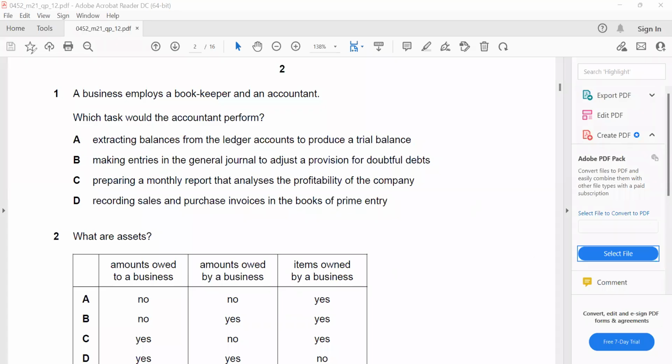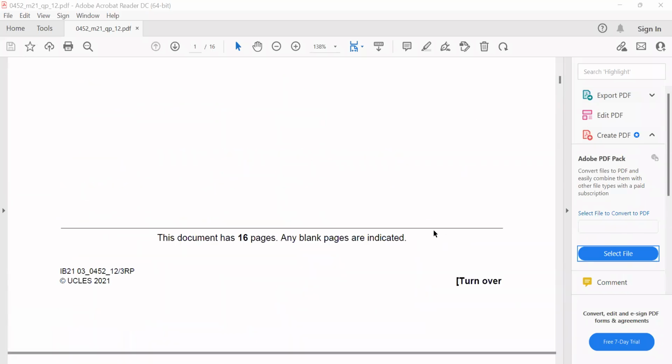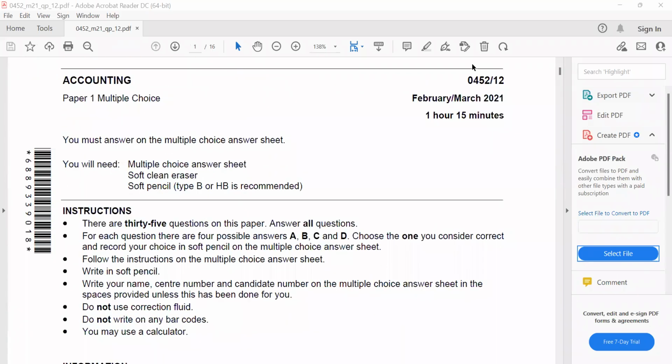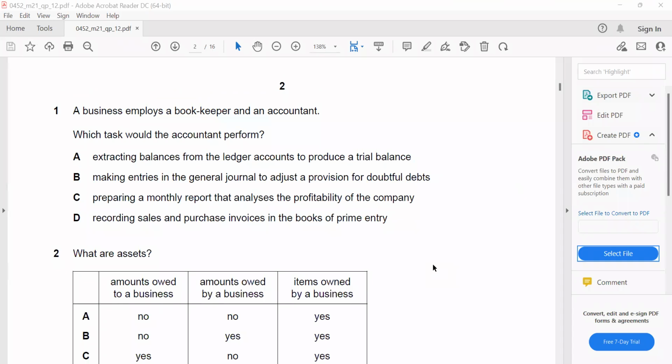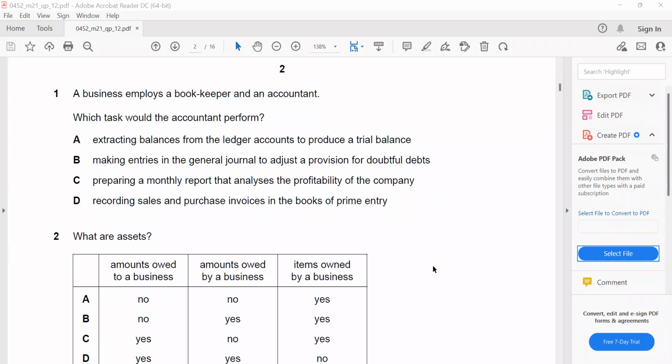Okay, today we do paper 1, which is for the year February-March 2021, paper 12. Now first, question 1. A business employed a bookkeeper and accountant. Which task would the accountant perform?